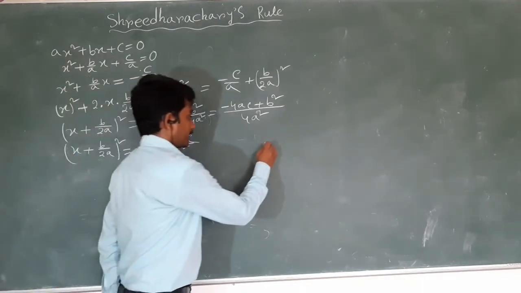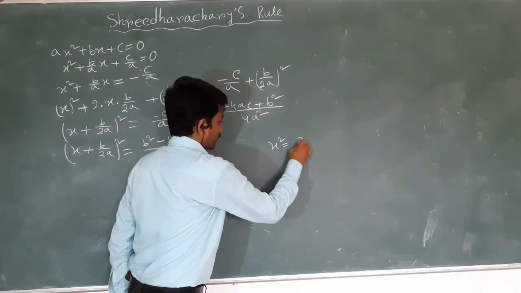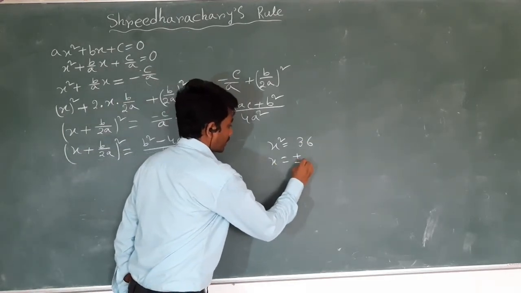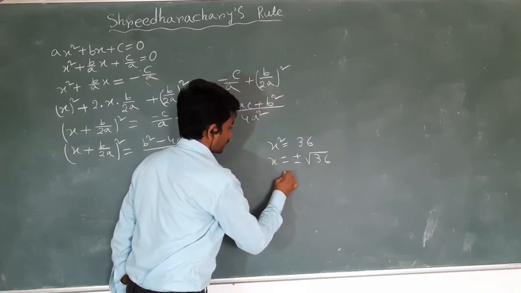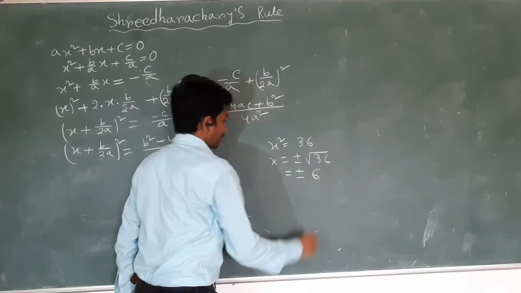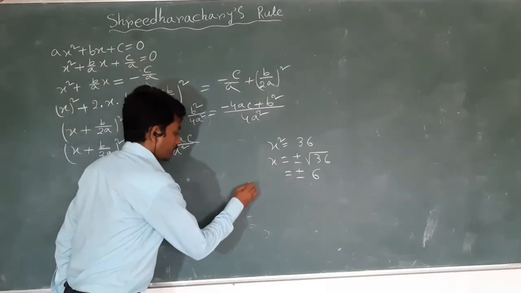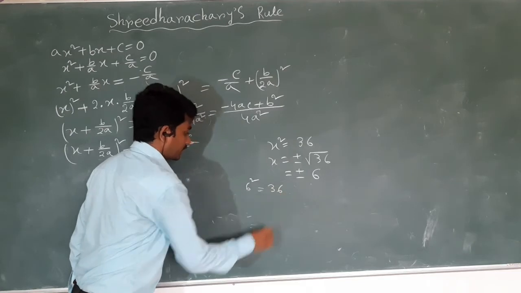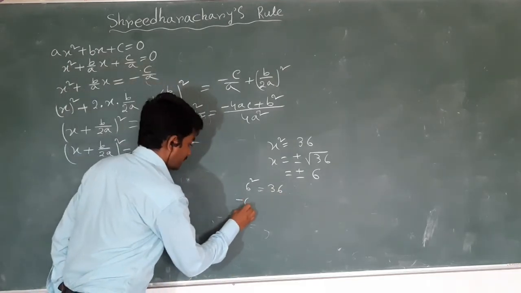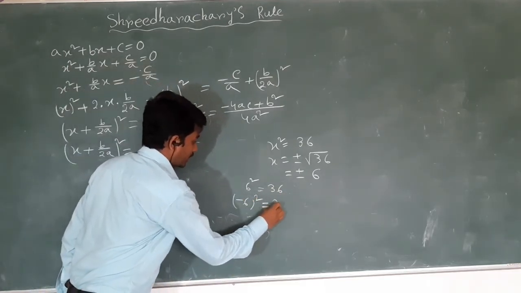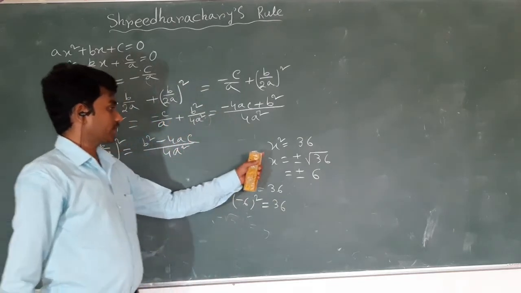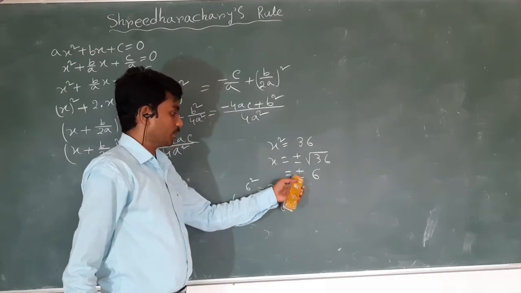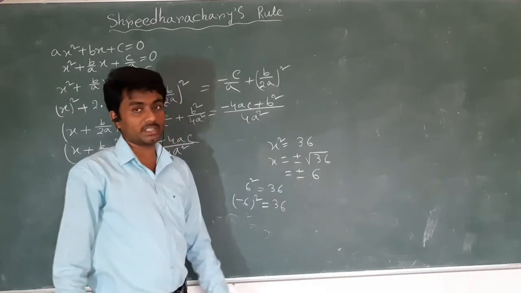We know that if x square is equal to 36, then x is equal to plus minus under root 36, that is plus minus 6. Because if we square 6, then we get 36, and if we square minus 6, then we also get 36. So if x square is equal to 36, then x has two distinct values. One is plus 6 and another is minus 6.